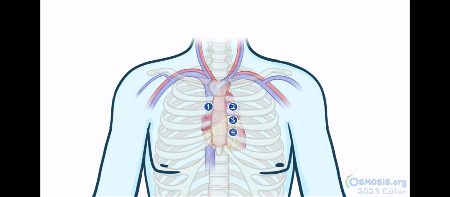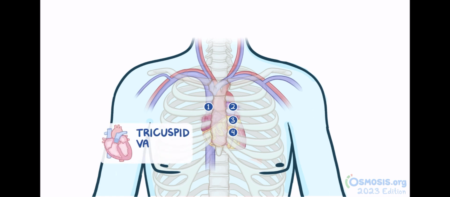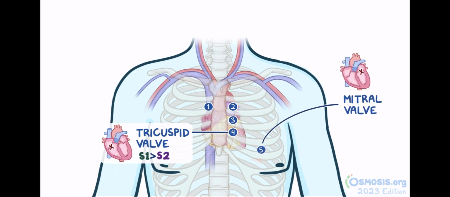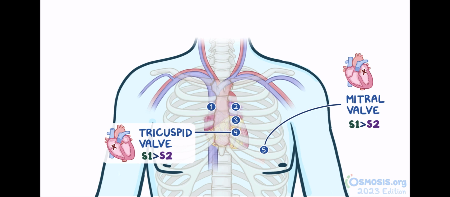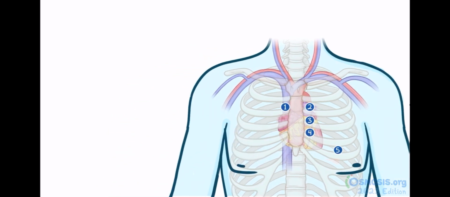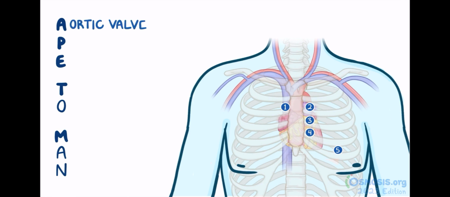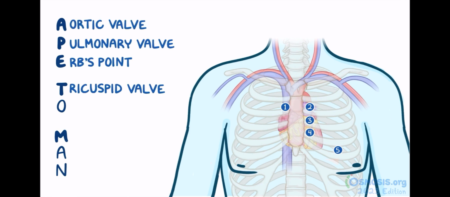Next, move to the fourth intercostal space at the left sternal border, where you will auscultate the tricuspid valve. Here, S1 should sound louder than S2. Moving to the fifth intercostal space at the midclavicular line, auscultate the mitral valve. Here, S1 should also sound louder than S2, though it could be slightly louder here than over the tricuspid valve. You can remember where to place your stethoscope in order by using the mnemonic ape to man: aortic valve, pulmonary valve, Erb's point, tricuspid valve, and the mitral valve.